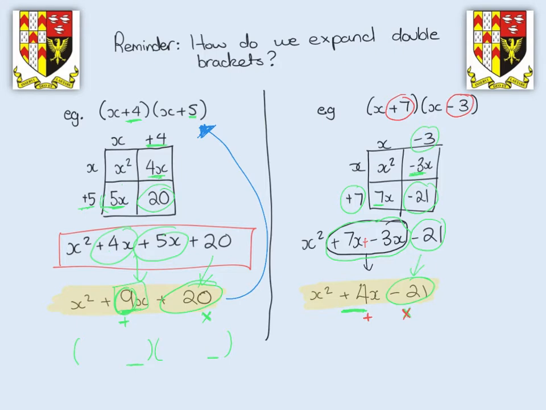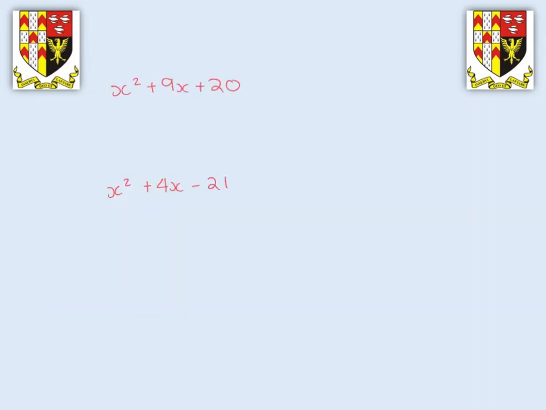So I'm just going to do that, but backwards, with these same questions on the next slide. Now that I know that when I have my quadratic expression like this, I've got my product at the end. In the first one here, the product is 20. In the second one, the product is minus 21. And then I've also got the sum as well. The sum here is 9, and the sum here is 4.